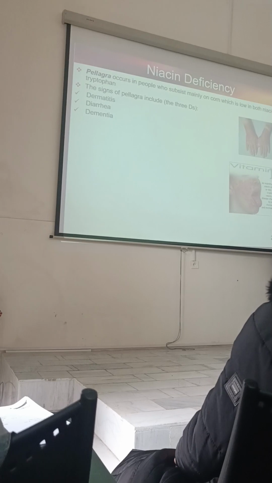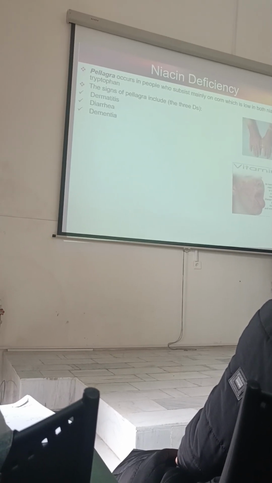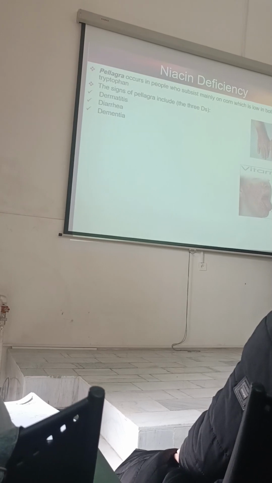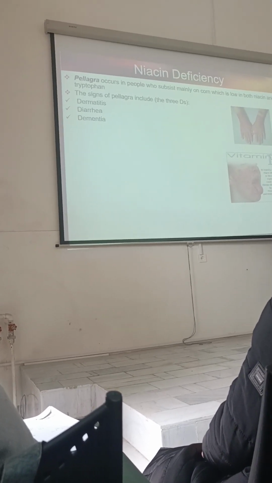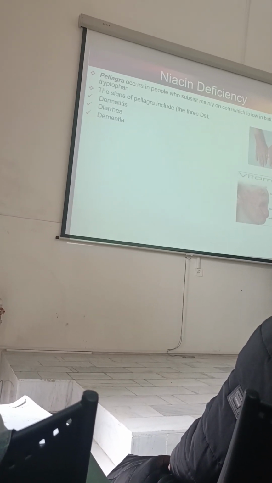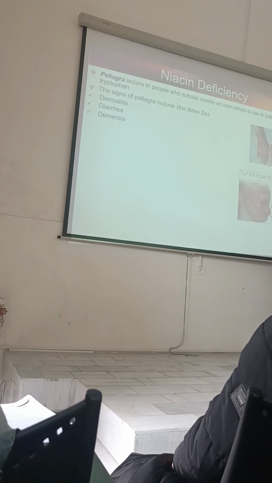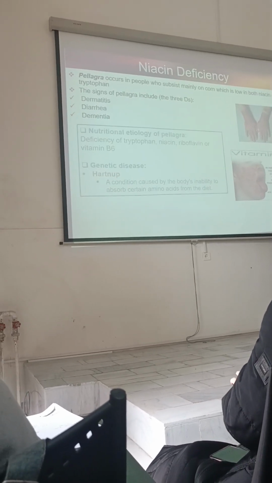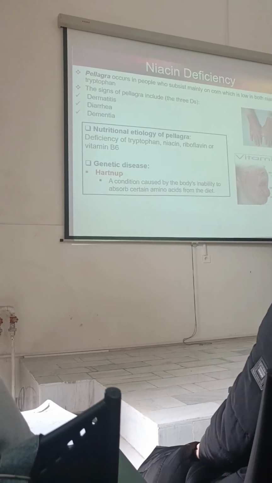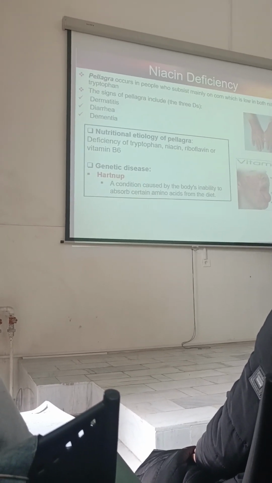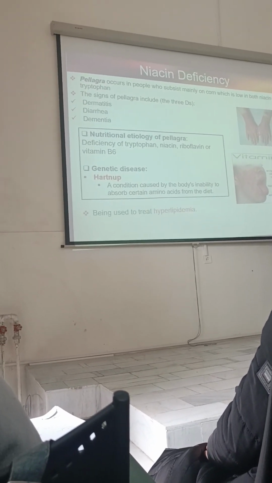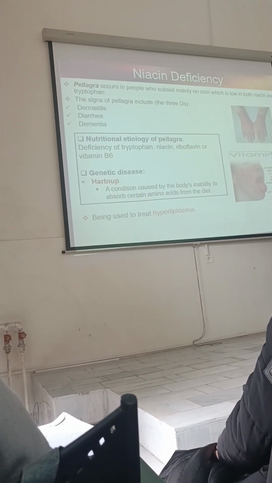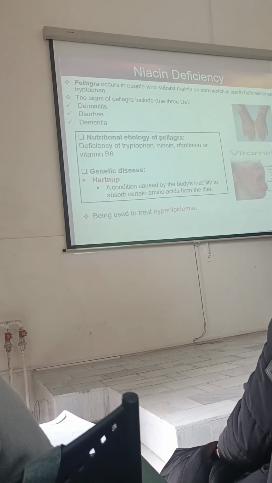The 3D symptoms, dermatitis, diarrhea, and dementia, are the result of deficiency of which vitamin? We have a 4D, where the last D is death, when the deficiency is very severe. In pellagra, we have a deficiency of niacin. Maybe I ask you, for treatment of hyperlipidemia, which vitamin can be used? B3.